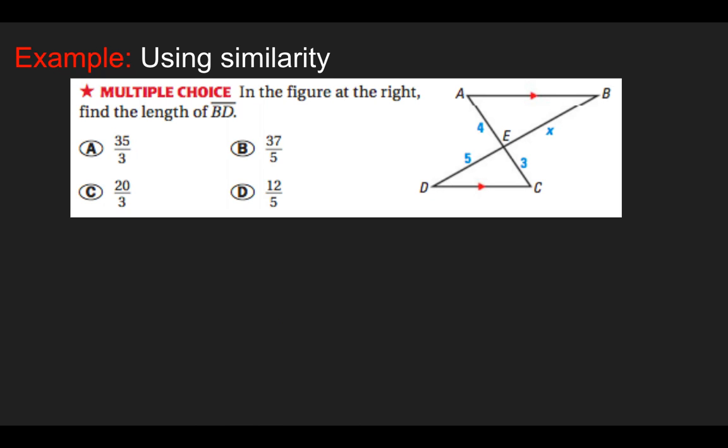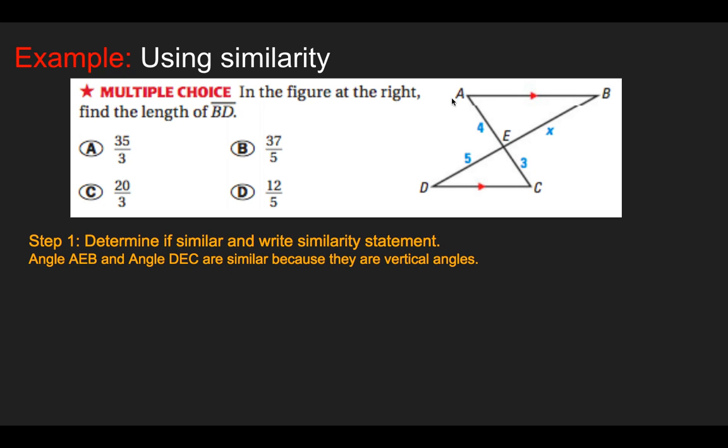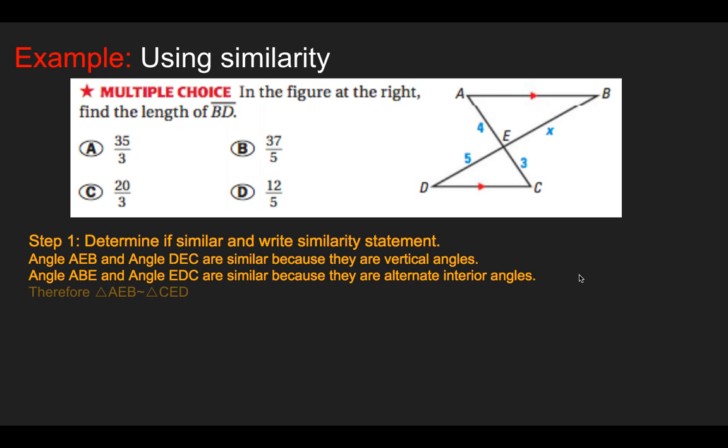In the figure to the right, find the length of BD. So we just determined that a shape like this, where the two sides are parallel, those have to be similar to each other. Angles AEB and DEC are congruent because they're vertical. Angles ABE and EDC are congruent because they're alternate interior angles, making that Z. Therefore, the two triangles are similar to each other.